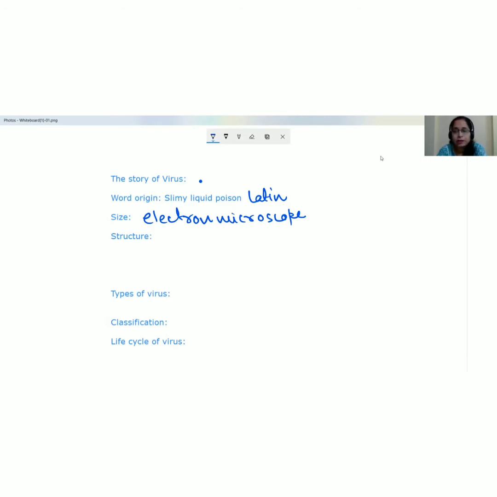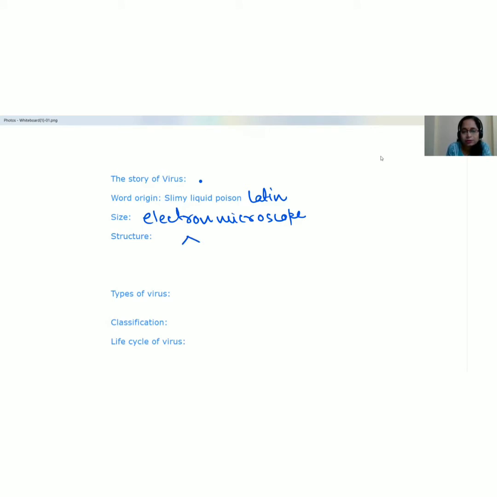Now what is electron microscope? Electron microscope magnifies the thing to a large extent. Say for example, if I observe this pen under the electron microscope, this pen will look like a giant. Okay, so we can observe virus under such magnification, and this can be done by using electron microscope.